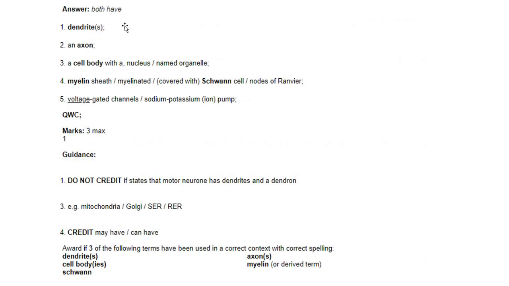So, they both have dendrites, they both have axons, they both have a cell body with a nucleus, and you could put named organelles such as endoplasmic reticulum or mitochondria in there. They both have a myelin sheath covered in Schwann cells and therefore nodes of Ranvier. They both have voltage gated, or these ligand gated sodium channels. We'll come to this step number 5 later on.